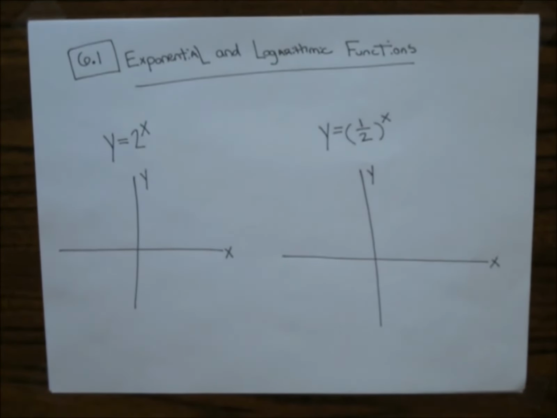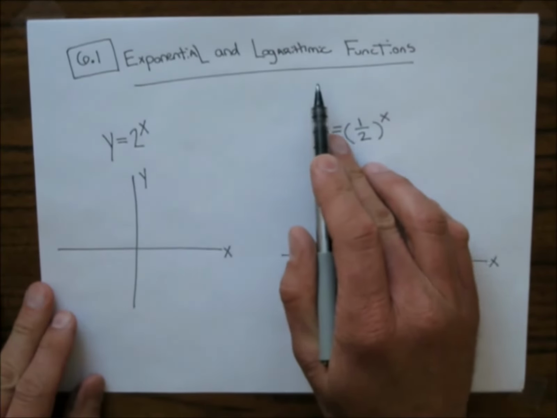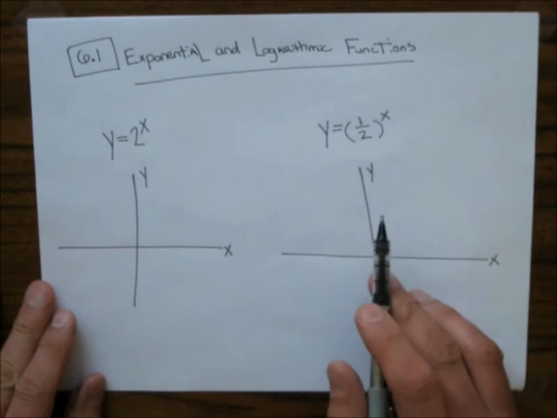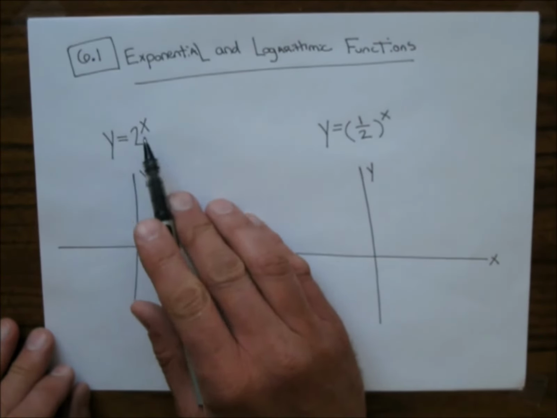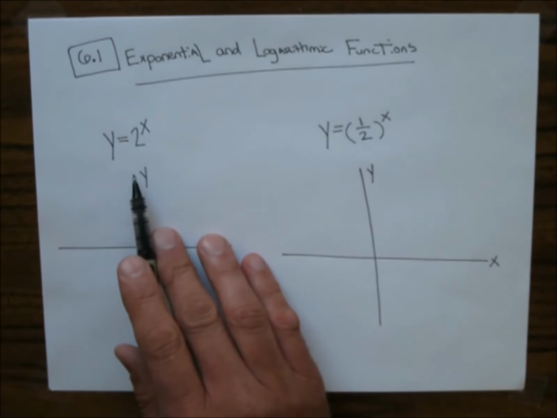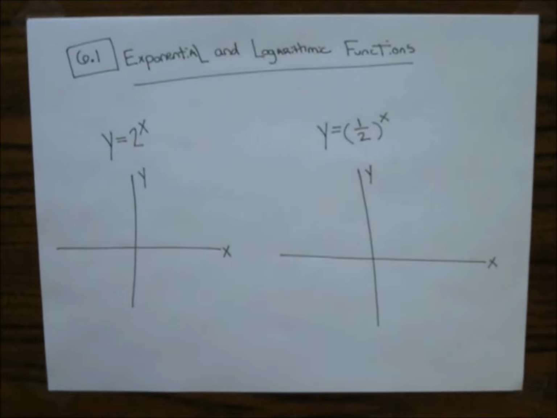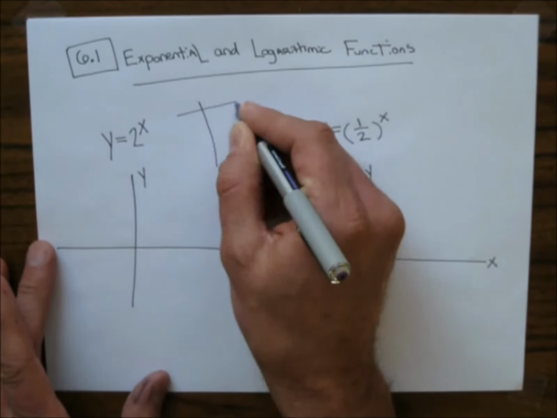This is section 6.1, and the section is called Exponential and Logarithmic Functions. So an exponential function is a function where the variable is in the exponent, like these two functions here. Let's go ahead and graph the first one by plotting some points.